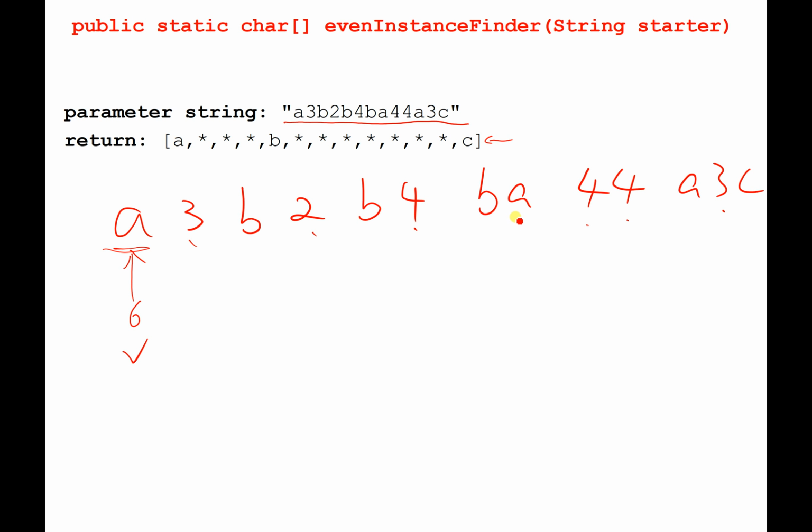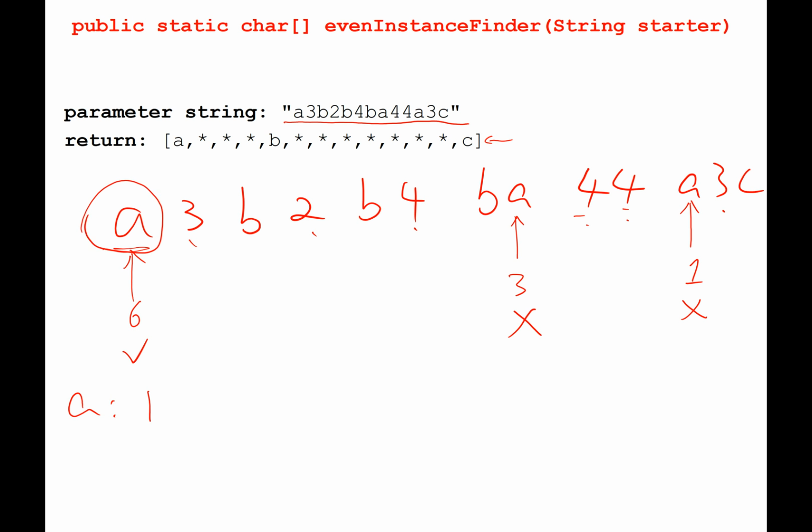How about this A? It is basically 4, 4, 3. It has a 3. So this A didn't contribute to the count of A. Neither is this A, because the number of digits after A is only 1. It's not an even number. So A occurred once. It is contributed by this first A.